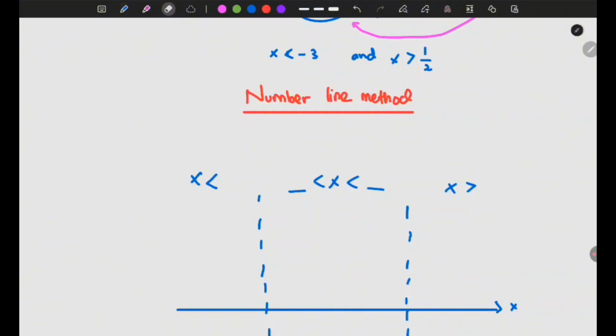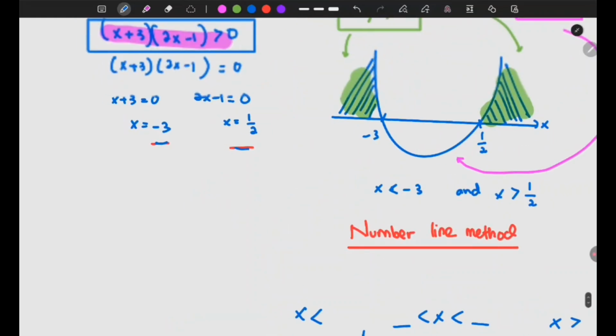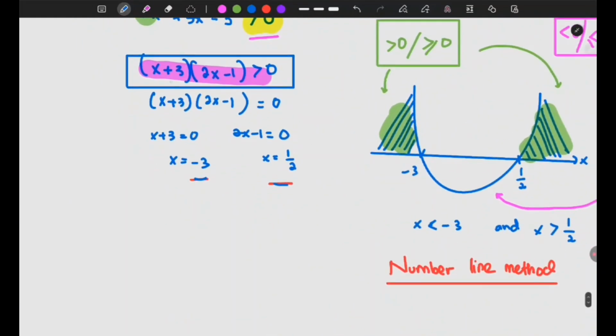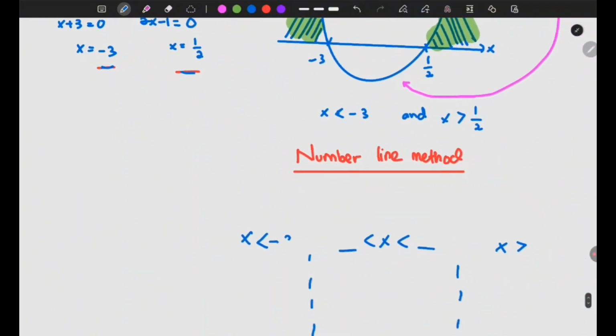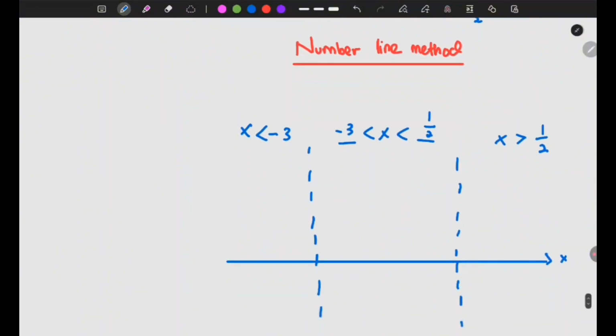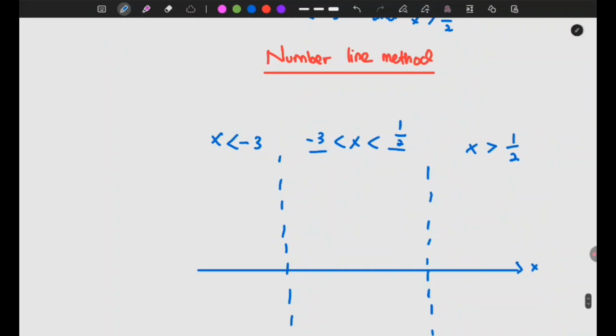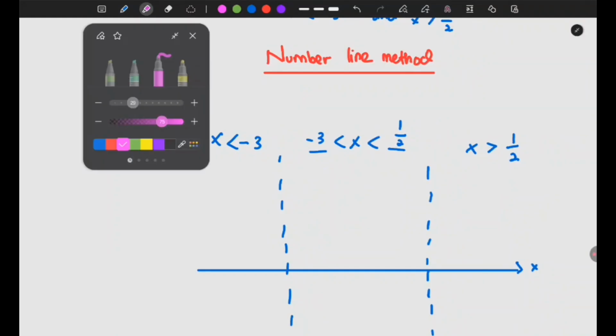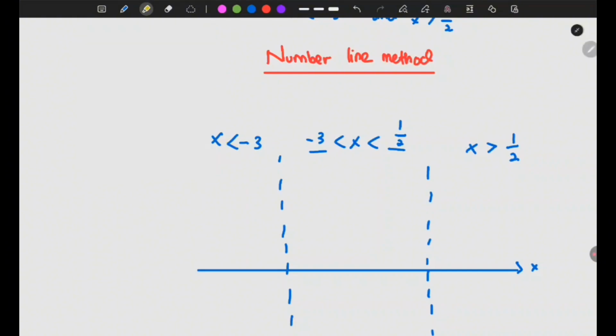So the roots in this case are -3 and 1/2, correct? So x will be less than -3 here, x will be more than 1/2 here, and here is in between -3 and 1/2. So you will separate into 3 regions and then put in these inequalities first. This is the first step you will do. Just follow the step. One less, one more, and one in between, something similar to the graph.